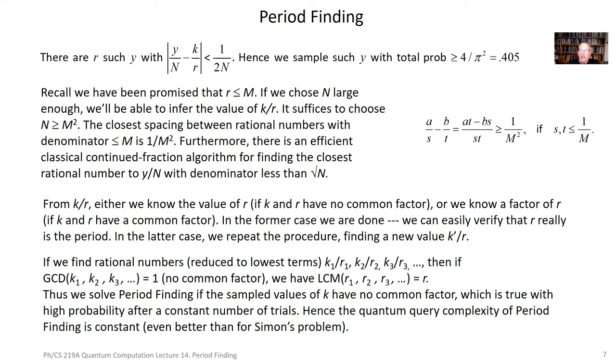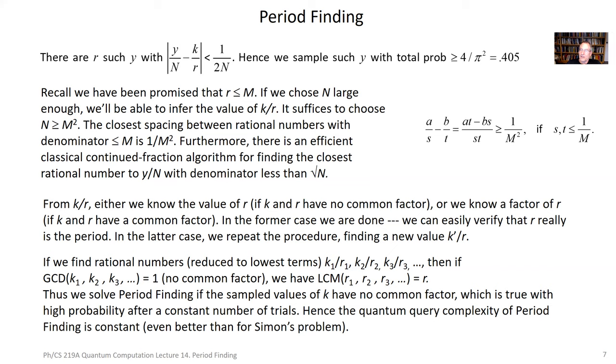The idea is that if the k I get the first time and the k prime I get the second time don't have a common factor with one another, but they do both have a common factor with r, then I've learned something about r in both cases. Now, if the k and the k prime have no common factor, then I've divided out different numbers from the denominator in the ratio k over r and the ratio k prime over r. And that means that r will be the least common multiple of the two denominators that I found, r1 and r2.